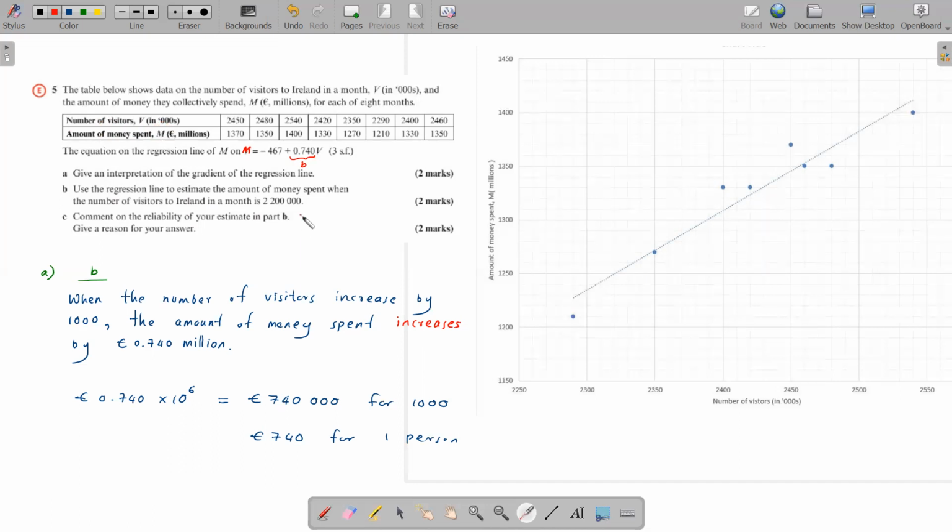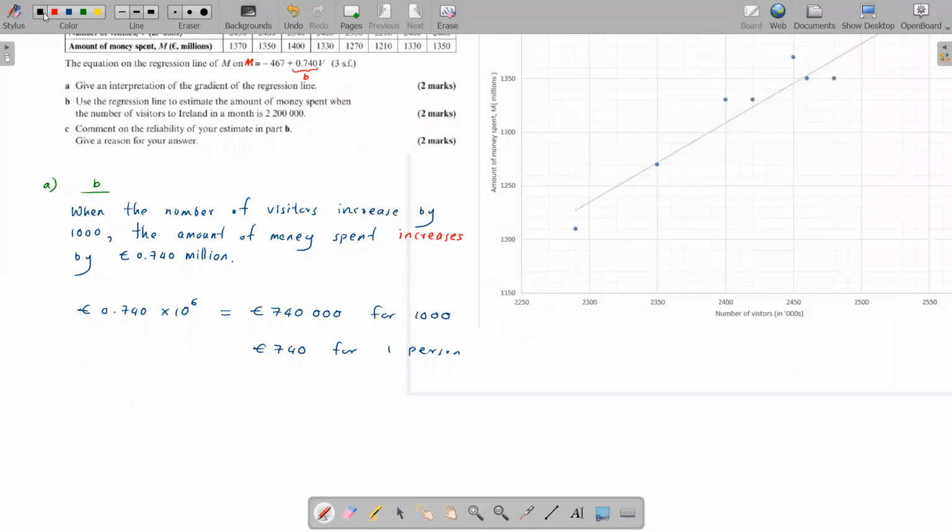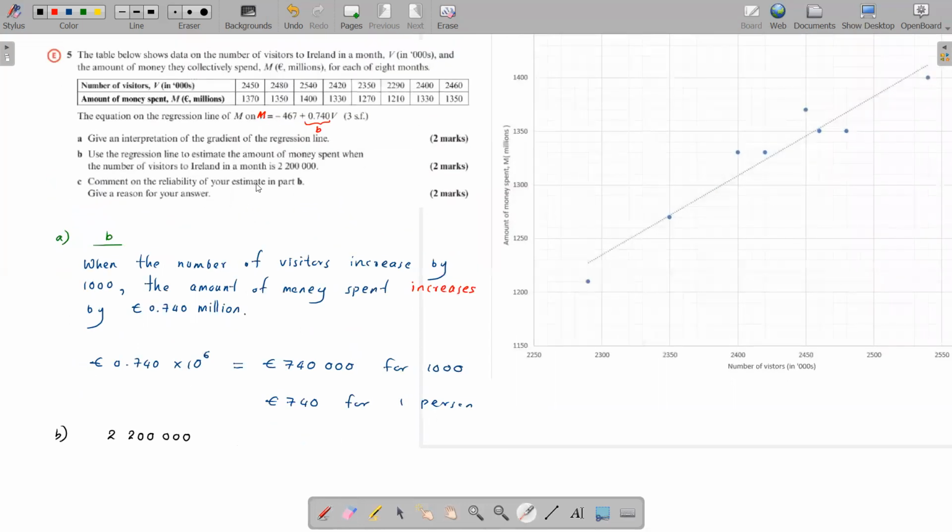So which means your input for the regression line in part B, 2,200,000, should be scaled by 1,000 when you are using it in the regression line. So when you're scaling by 1,000, your V value, right? The number of visitors is V, right? Yeah. Number of visitors is V. V should be, you divide by 1,000, 2,200, right, guys? Because it's supposed to be in thousands.